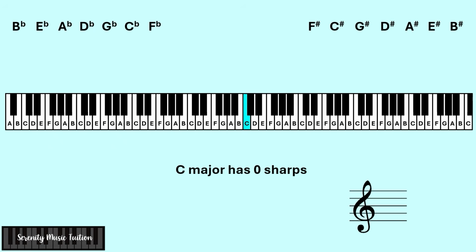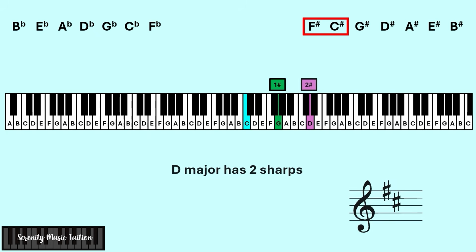We start at C major, which has no sharps and flats. We move right by an interval of a perfect fifth to reach G major, which has 1 sharp, which is the first sharp in our order of sharps. We move right by another interval of a perfect fifth to reach D major, which has 2 sharps. This has F sharp and C sharp in its key signature.